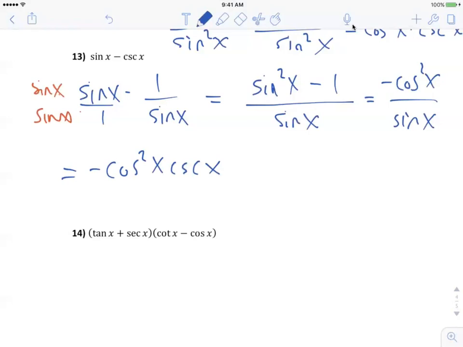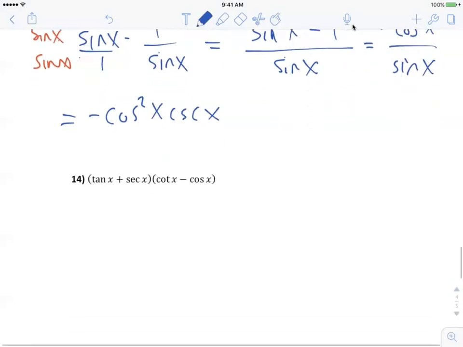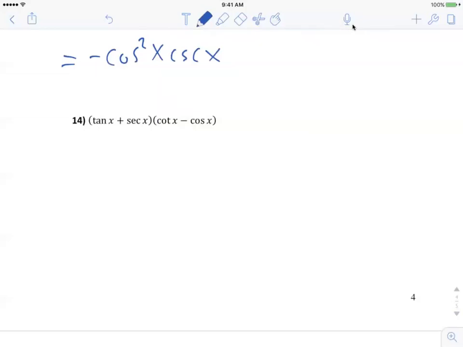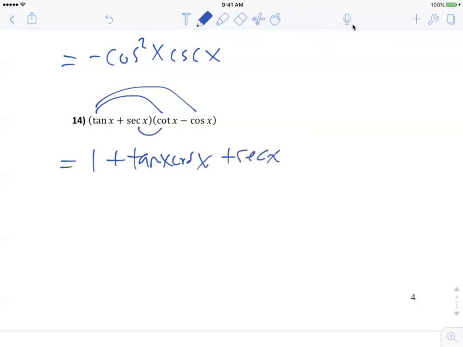So really here, you're just practicing algebra and trig all combined. Okay, how about this last one? Looks like some foiling. So tangent times cotangent, anytime you multiply two trig identities that are reciprocals of one another, that's just going to equal 1. So you can just do that first step if you want. We saw that in a previous problem. Tangent times cotangent is 1. Tangent times cosine, let's just leave it that way. Secant times cotangent. And then secant times cosine.